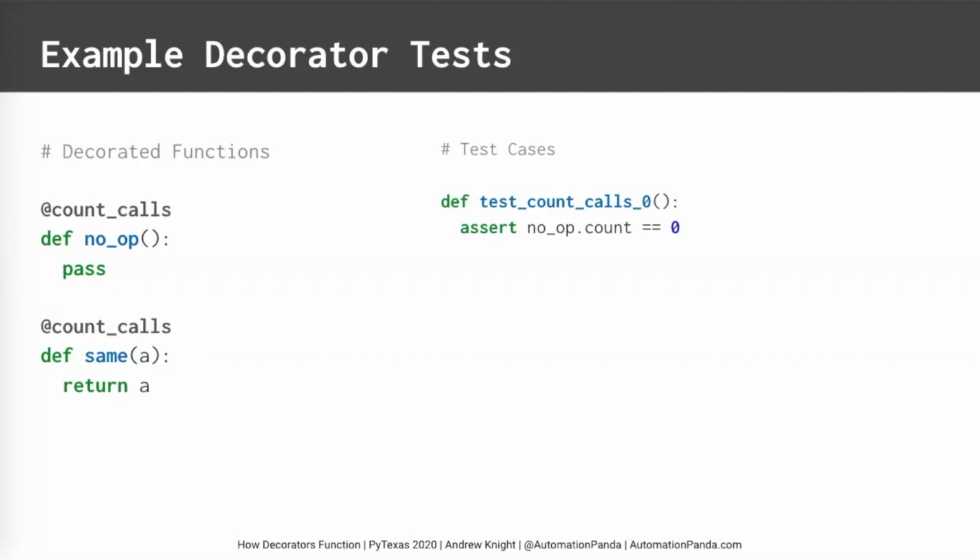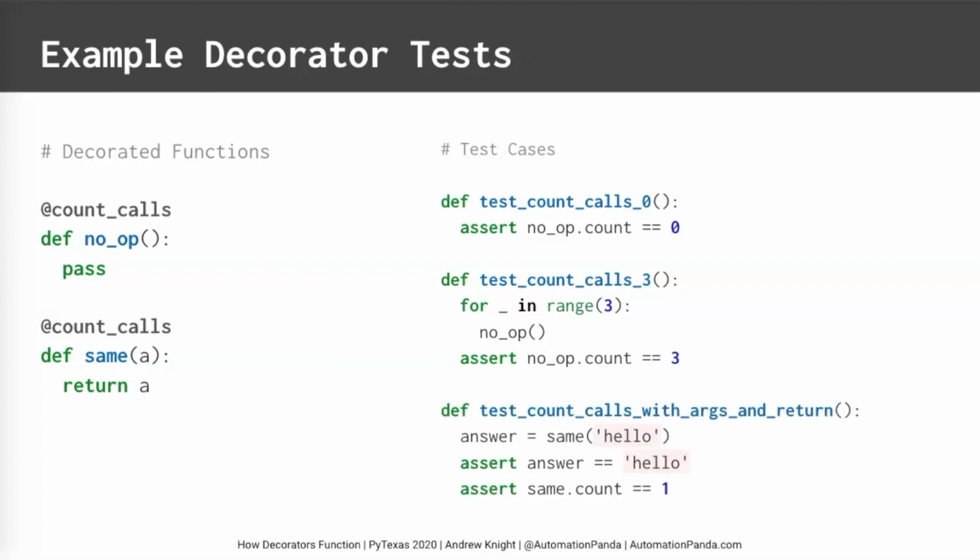The test cases will verify outcomes using the decorator. For count calls, that means tests will focus on the count attribute added to the decorated functions. This first test case here simply verifies that the initial count value for any function is 0. The second test calls a function 3 times and verifies that its count is 3. The third test exercises the same function to make sure arguments and return values work correctly. It calls the same function, asserts the return value, and then asserts the count value.